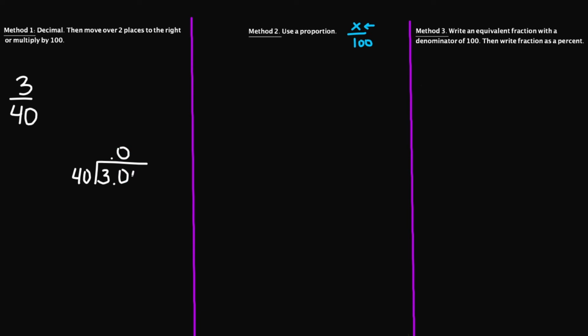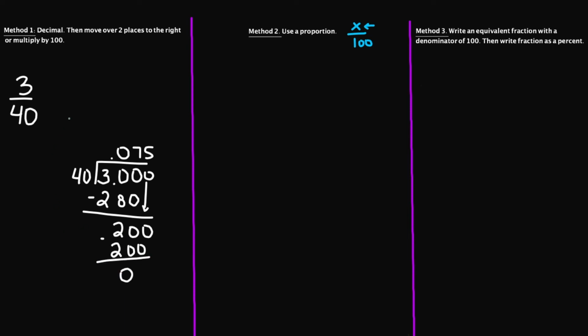What about 40 goes into 300 now? 40 goes into 300 7 times. 40 times 7 is going to give us 280. 300 minus 280, this is going to give us 20. I'm going to bring a 0 down. 40 goes into 200 5 times. 40 times 5 is 200. So 200 minus 200, this is going to equal 0.